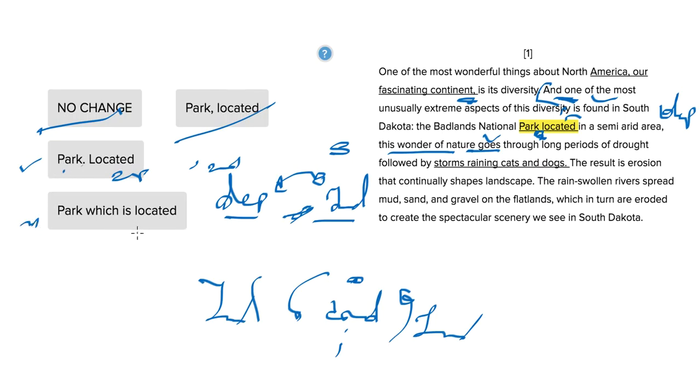"Park, which is located." Okay, so the "which is located" makes this a dependent clause, but it already was dependent. The problem is that after this comma now, if we have a dependent sort of being part of the previous sentence here, and then a comma, and then another independent, there's no break here between the independent clause up here and the independent clause down here. So this would be incorrect, and that makes answer choice C the best answer choice.